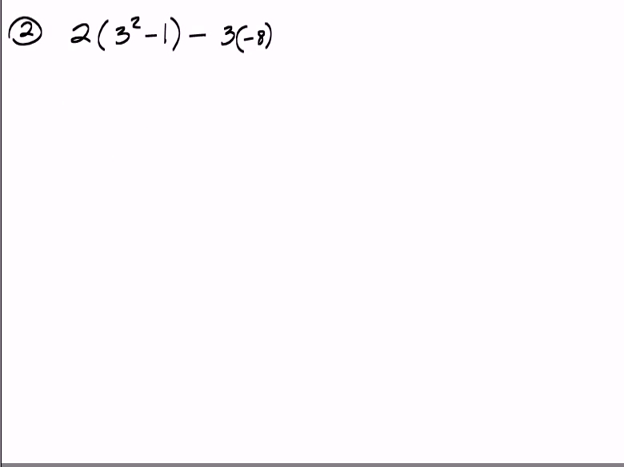Okay, the next one. We've got 2 times the quantity, that's what we say when we have something in parentheses, 2 times the quantity 3 squared minus 1, minus 3 times negative 8. Does everyone see that this is 3 times a negative 8? It's not 3 minus 8. Okay. So what are we going to do first in these? Well, we've got exponents, so let's take care of that first. 2 times 9 minus 1 minus 3 times a negative 8.